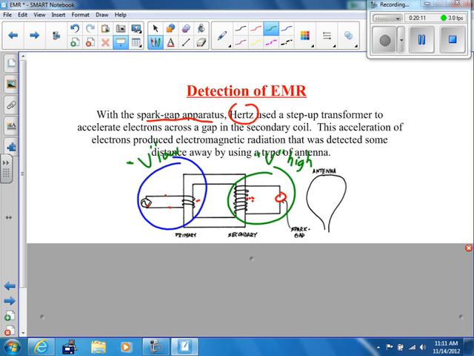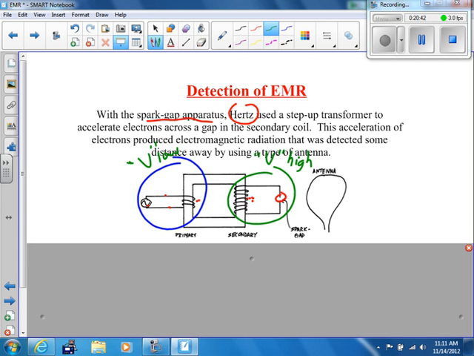That high potential difference on the right-hand side will cause electrons that wouldn't normally go across this gap to jump across this gap. Let's think logically about this for a second. If these electrons are sitting there waiting to jump across this gap, and then they're jumping across the gap, then they have to accelerate in there somewhere. They have to speed up in there somewhere. According to Maxwell's theory, if these charged particles are speeding up across that gap, then they're going to generate EMR. They're going to generate electromagnetic radiation.